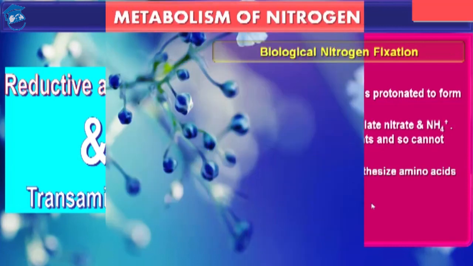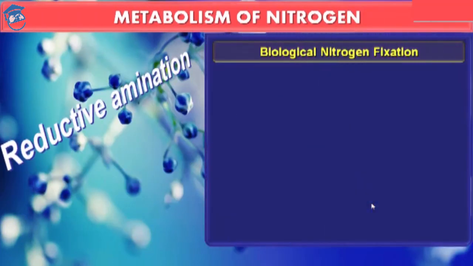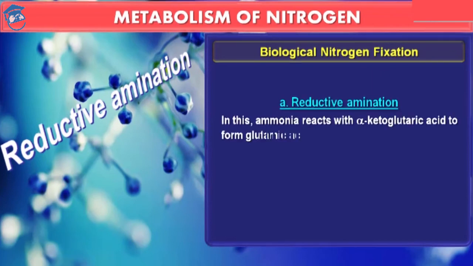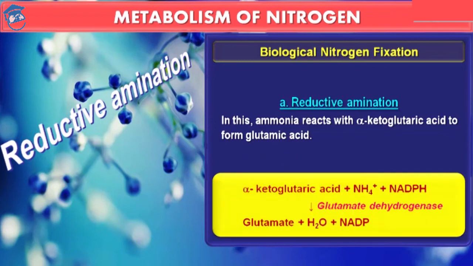So first is your reductive amination. In this process, ammonia reacts with alpha ketoglutaric acid to form glutamic acid, students, as indicated in the equation given below. So alpha ketoglutaric acid, in the presence of ammonium ion and NADPH, gets converted into glutamate and water and NADP. So this is how it is.